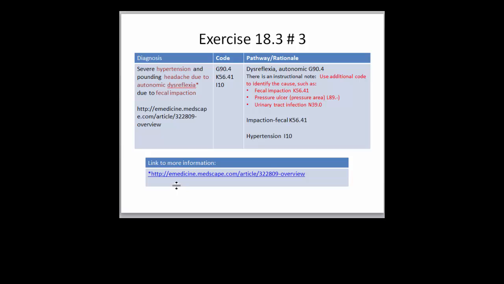I remember I used to work in a rehab hospital, and part of providing rehab services to a spinal cord injured patient is to teach them how to take care of themselves now that they have this injury. And one of those things was teaching them how to recognize the signs and symptoms that you're getting into trouble with autonomic dysreflexia. And when you go to this code, G90.4, there is an instructional note to use an additional code to identify the cause, and that's where we get to the fecal impaction. You can also look it up here, and of course the hypertension is coded I10.